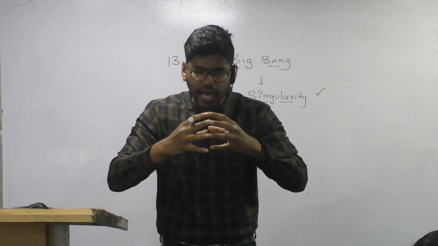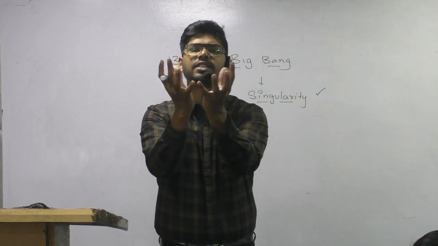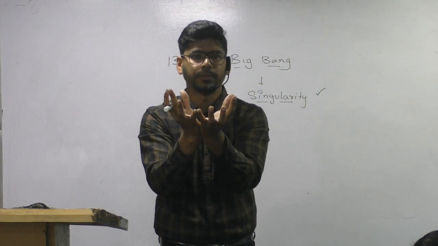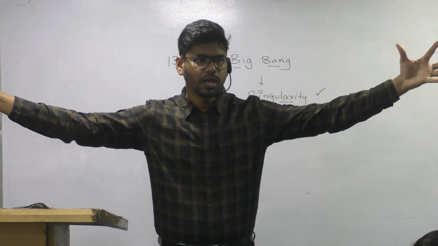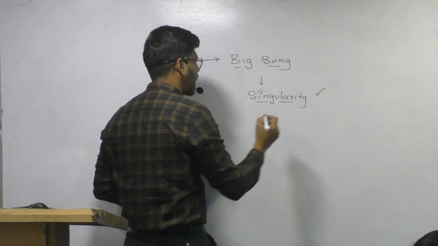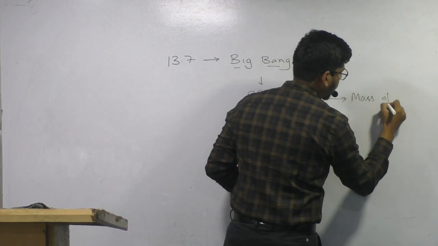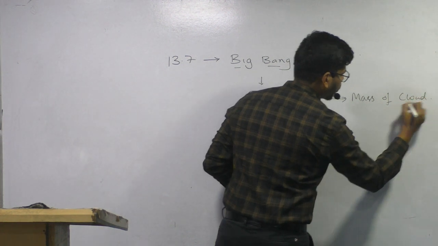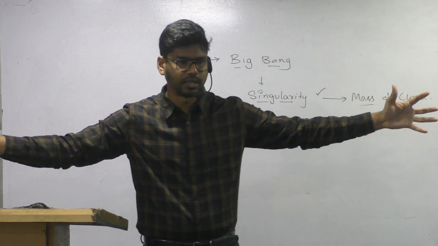So in the singularity, everything is absorbed. The entire universe was absorbed, and it was like a singularity. Everything is as one. And that singularity has expanded. When it expanded from the singularity, there was a mass of cloud that actually resulted from it.